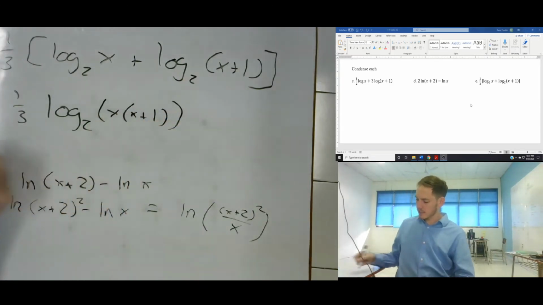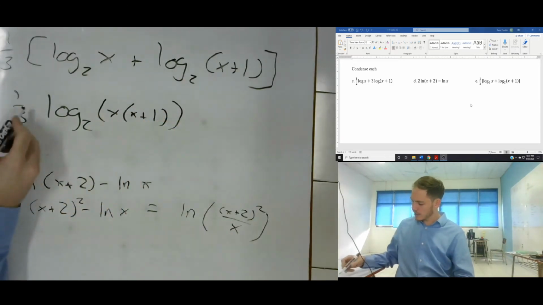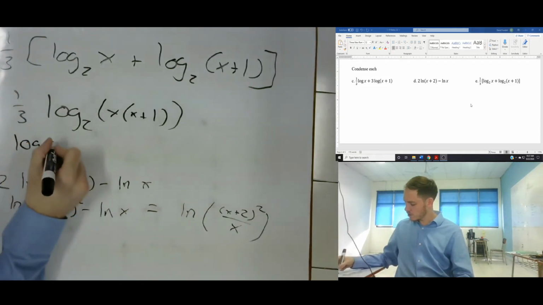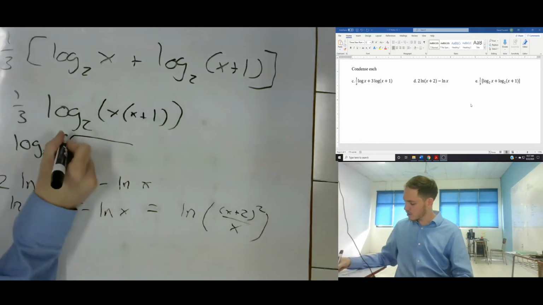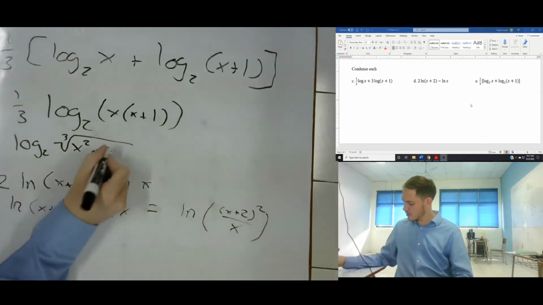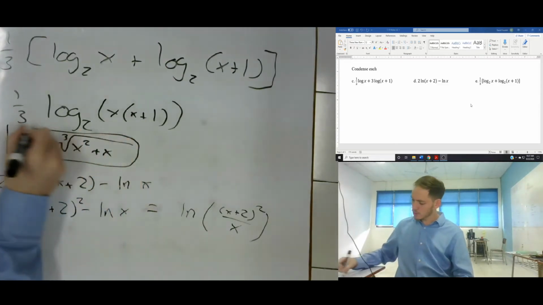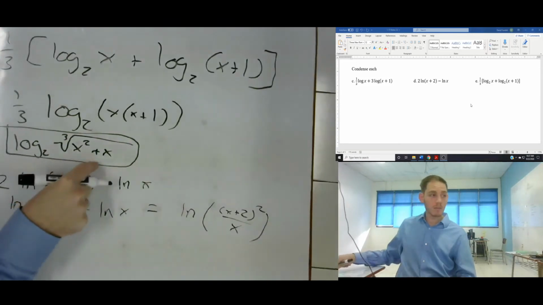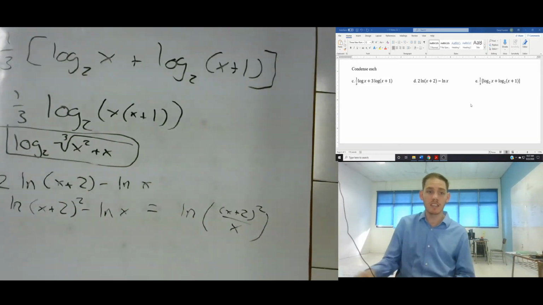Could you combine this? Yes. So what we're going to get, and then we'll put the power: log base 2, 1/3 is going to be here, of x squared plus x. So that's the most condensed we can possibly get. If you look at the book, they don't multiply here, but you can. It won't change the answer.